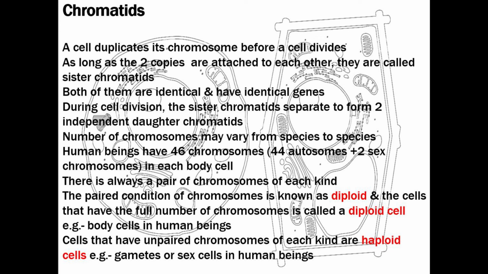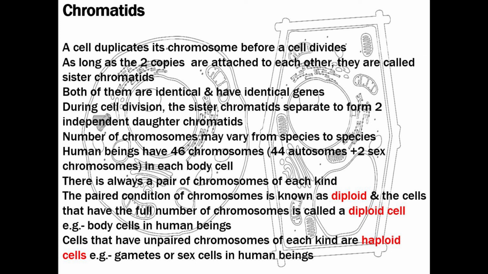Now there is always a pair of chromosomes of each kind, like XX, XY, YY. There will always be a pair. The paired condition of chromosomes is known as diploid, and the cells that have the full number of chromosomes are called diploid cells. That is the body cells in human beings. So the paired condition of the chromosomes, like XX or XY, is called diploid, and the cells that have diploids are called diploid cells.